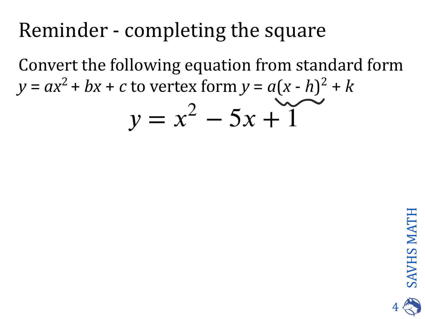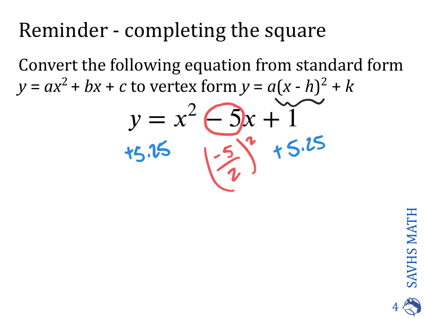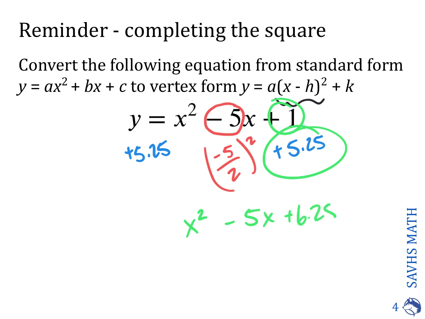The way that I do that is I split this b term in half, which would be 2.5, and then I need to square that number. So negative 5 over 2 squared is 25 fourths, or 6.25. And so what I need to add to both sides is 6.25, because that creates that 6.25 between this term and this term. So I get x squared minus 5x plus 6.25 on this side, and then I still have y plus 6.25 equals.